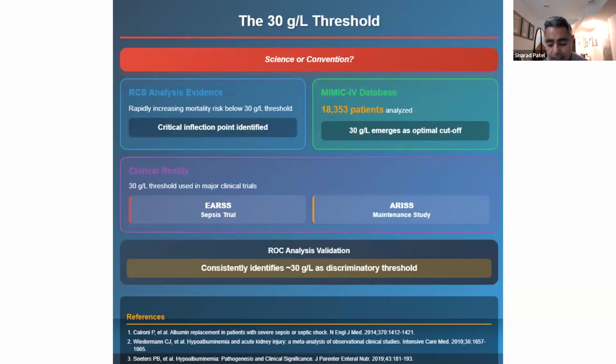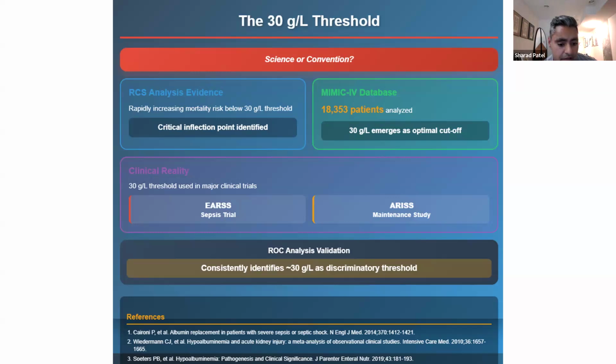So what's the threshold at which you would consider someone to be hypoalbuminemic? We think about this, and again, it's grams per liter or milligrams per deciliter. The overall convention is just using 30 grams per liter. Anything below 30 grams per liter is considered hypoalbuminemic. And where does this number come from? A lot of the major trials use this as the main cutoff. In the RCS analysis evidence, there's a rapidly increasing mortality in patients below the 30 grams per liter threshold. So this is the critical inflection point.